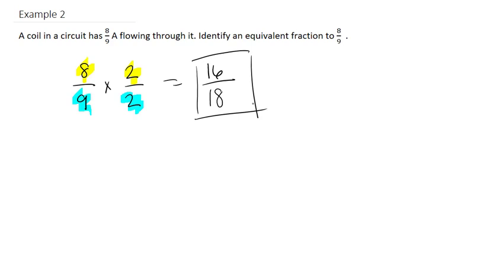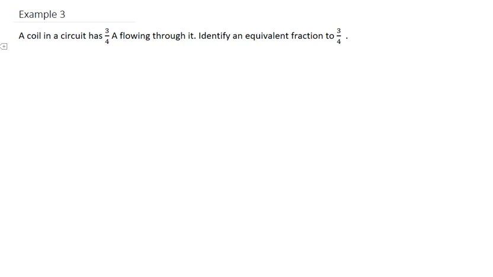So we get 16/18, which is an equivalent fraction to 8/9. Now let's do another example. Example 3. A coil in a circuit has 3/4 amp flowing through it. Identify an equivalent fraction to 3/4. So we have 3/4. We can go ahead and multiply it by 2/2. 3 times 2 is 6. 4 times 2 is 8.